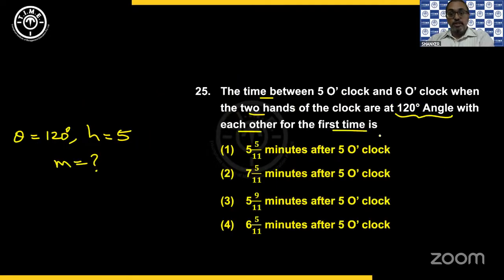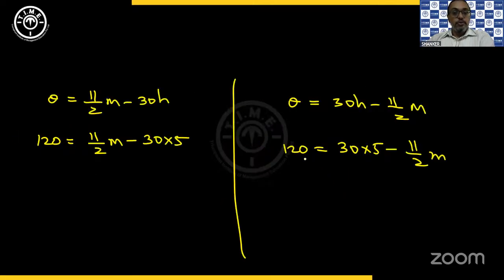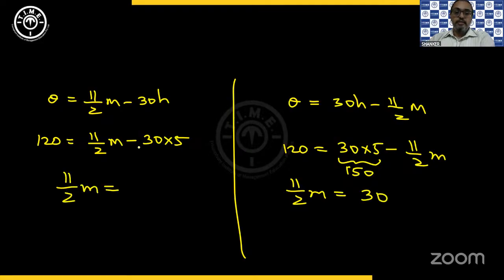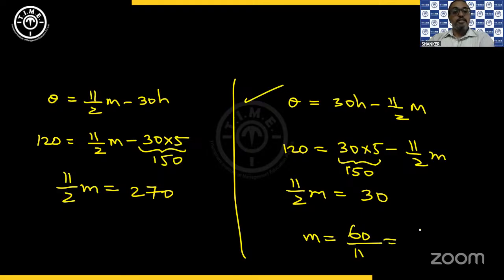But here, since the question is for the first time, correct? So here I'm getting 11 by 2 M is, this is 150 minus 120, 30. So here I'm getting 11 by 2 M is, this is 150 plus 120, that is 270. So I would prefer the right hand side because that is the first time. Are you understanding my point? So here M is equal to how much? 60 by 11.